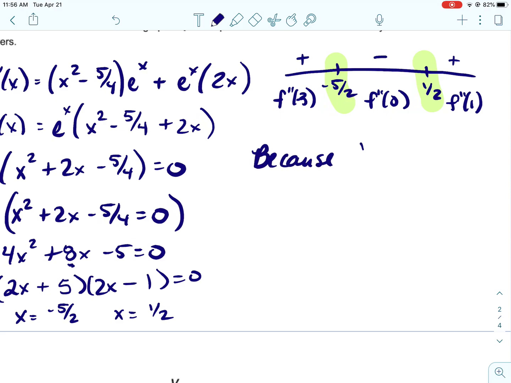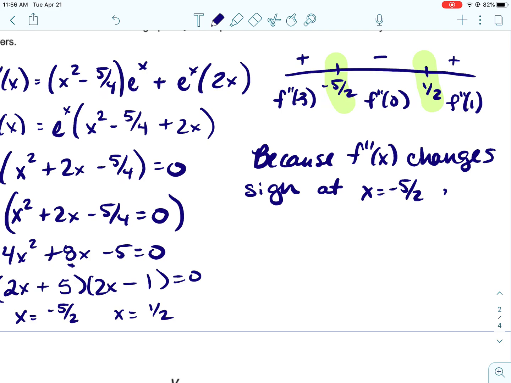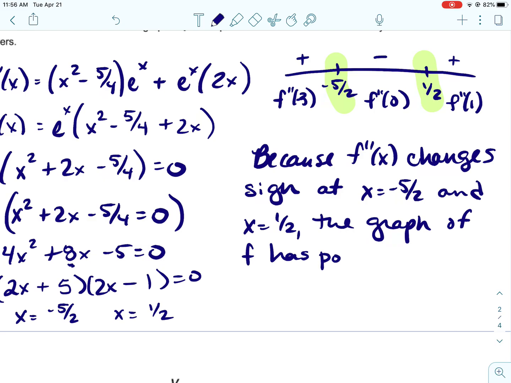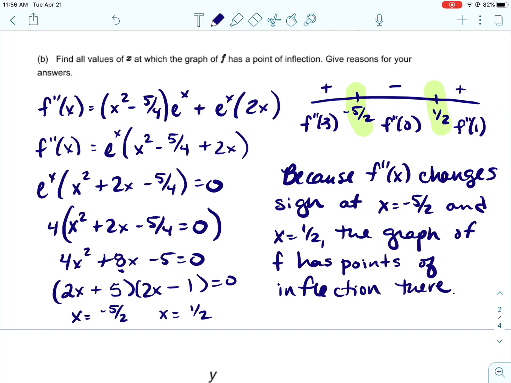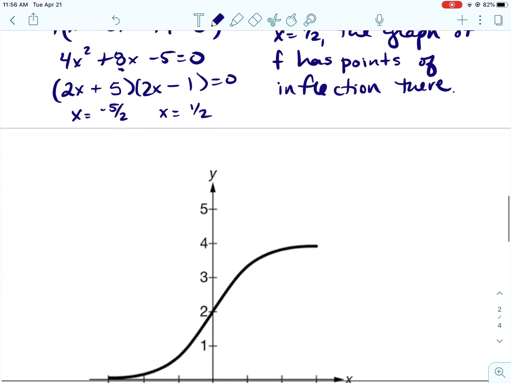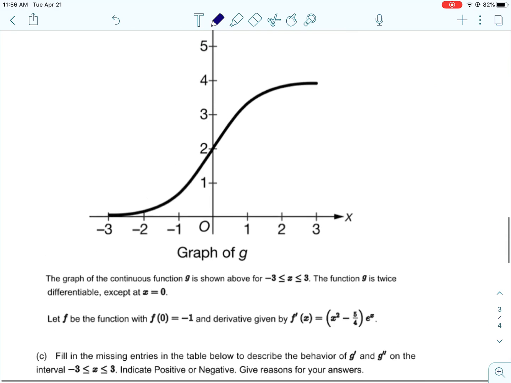Let me look back at the question. Okay, we're trying to figure out points of inflection. So these are each going to be points of inflection because the second derivative is changing signs. So because f double prime of x changes sign at x equals negative 5/2 and x equals 1/2, the graph of f has points of inflection there.